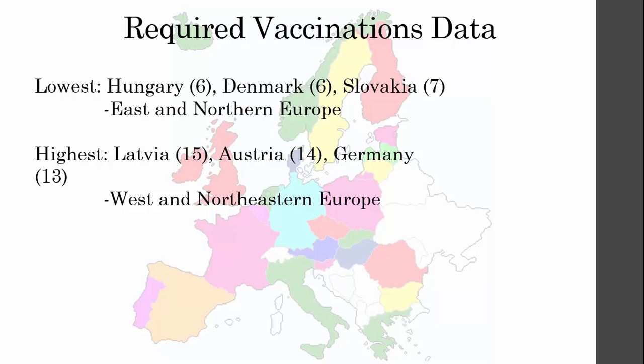So looking at this data, like I said earlier, the lowest were Hungary, Denmark, and Slovakia, all with 6 or 7 each, and these countries are found in East and Northern Europe. Then the highest were Latvia, Austria, and Germany, which are 15, 14, and 13. And you'll find these countries in the West and Northeastern Europe.